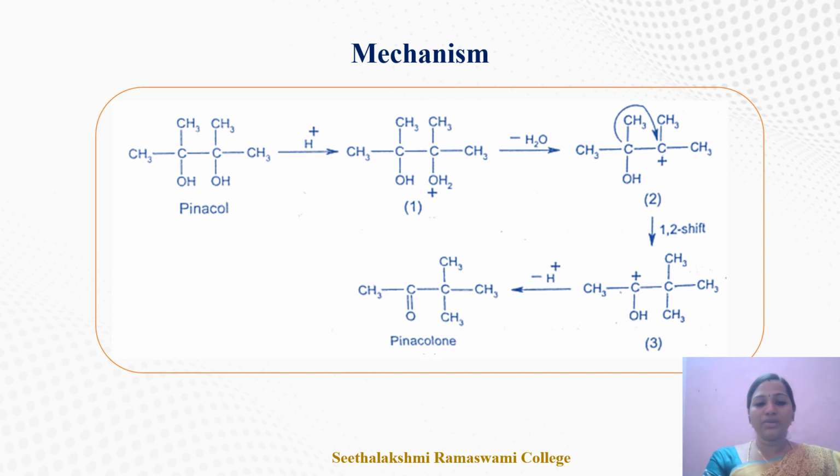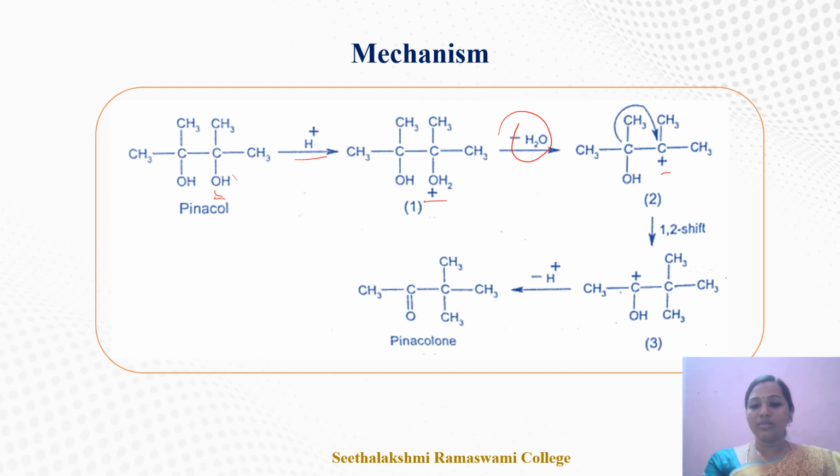The first step is the protonation of the hydroxyl group. Since it is a symmetric diol, we can protonate any of the OH. So here this particular OH is protonated. This acid makes this OH a good leaving group. So by the loss of a water molecule, a carbocation is generated.